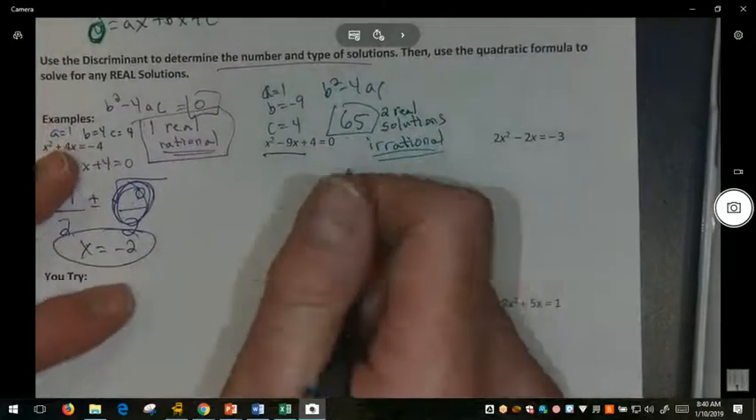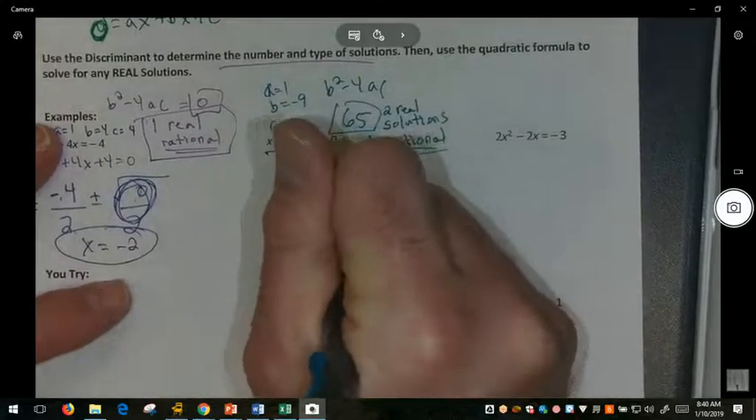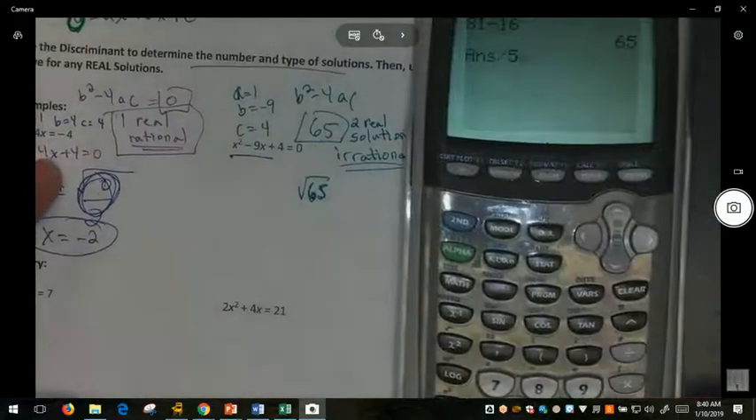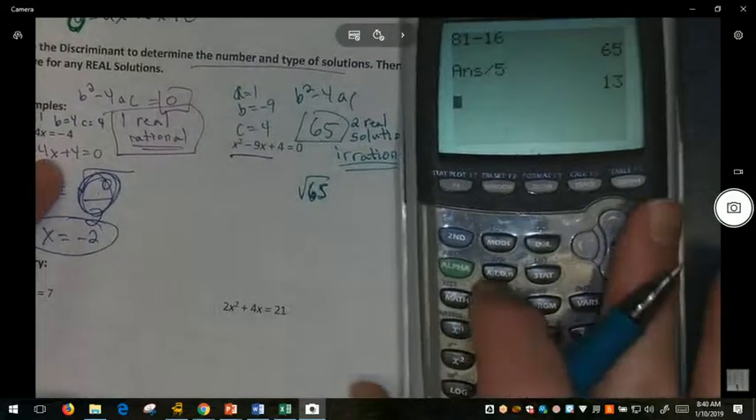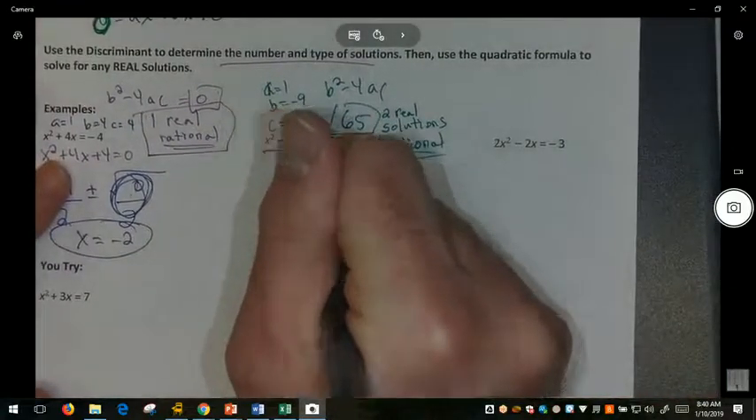So I'm going to do the quadratic formula now. I already have part of it done. We have the discriminant, so we've got the square root of 65. The good news with the square root of 65 is no perfect square goes into it. 5 goes in 13 times. 13 is prime, and so is 5. So we won't be able to break that down, unfortunately.